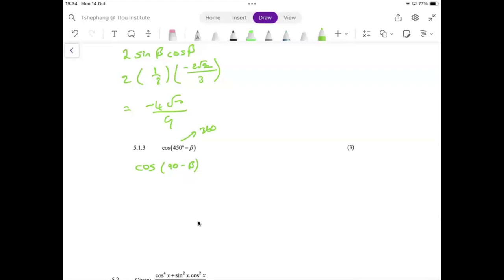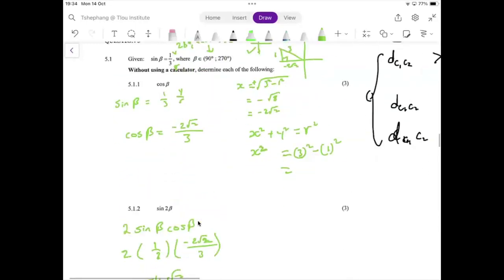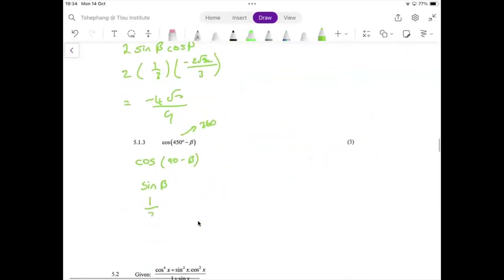Now, cos of 90 minus beta. What do we know about that? We know that that'll simply be in the first quadrant. What do we know about cos in the first quadrant? In the first quadrant, it is positive, but it has to change to sine of beta. And we know when we started, they gave us sine of beta, which is 1 over 3.